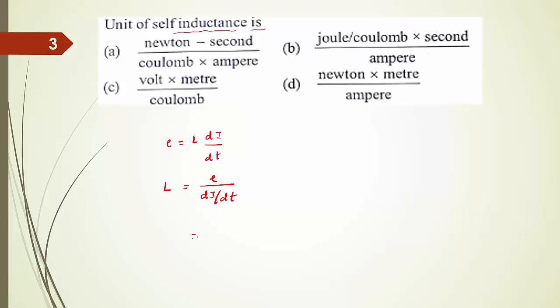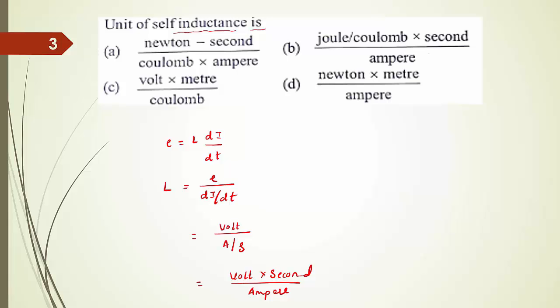Now we can write its unit. Here E indicates EMF, which means potential difference. The unit of potential difference is volt, divided by di by dt, so we can take ampere over second. The unit of current is ampere and the unit of time is second. Or we can write volt into second divided by ampere. Volt second per ampere.